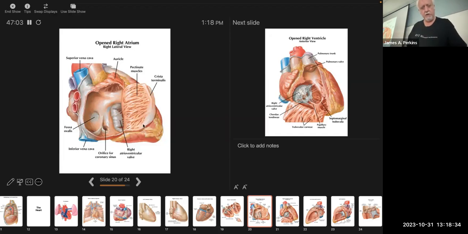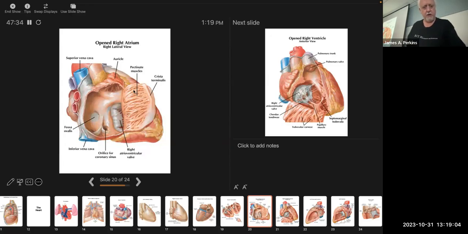This thing called the crista terminalis that I want you to be able to see is simply where all of those pectinate muscles converge and join together to form this very thick muscular ridge. So the crista terminalis literally means the crest at the end, the terminal crest or the ridge at the end. And it's simply where all of those pectinate muscles join together to form this large muscular ridge.